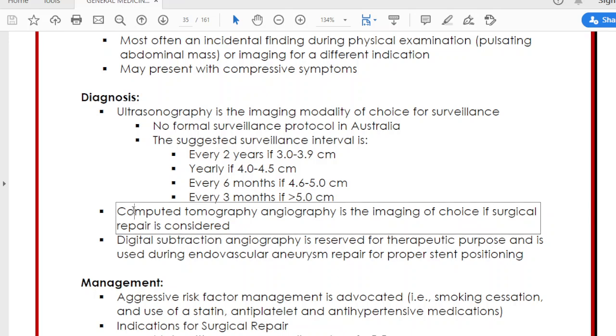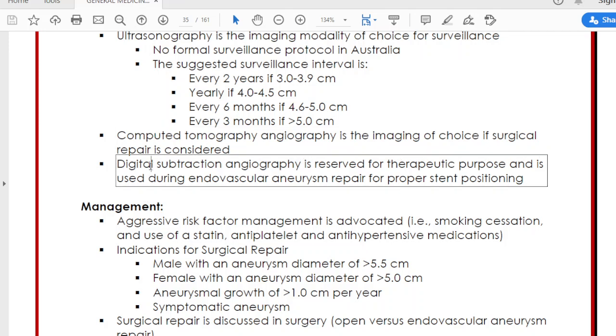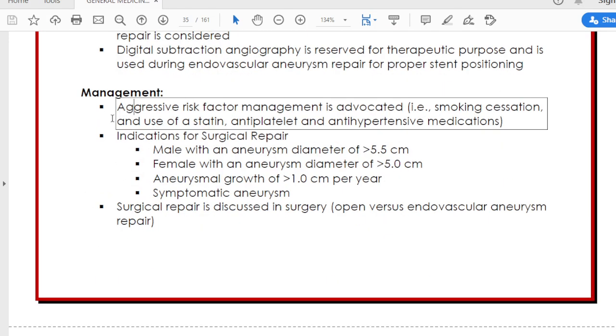Computed tomography angiography is the imaging of choice if surgical repair is considered. Digital subtraction angiography is reserved for therapeutic purpose and is used during endovascular aneurysm repair for proper stent positioning. Management. Aggressive risk factor management is advocated, i.e., smoking cessation and use of a statin, antiplatelet and antihypertensive medications.